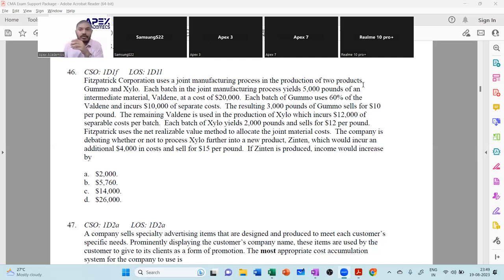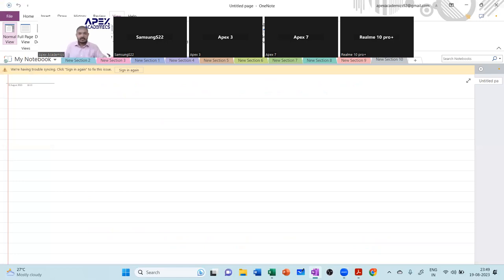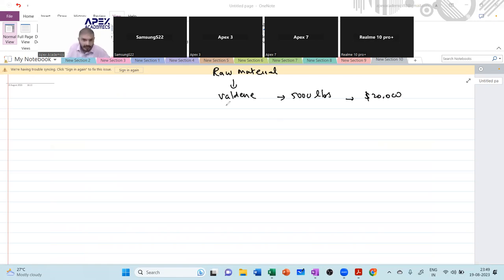If Zinten is produced, how much will the income increase by? Now let's understand. First understand that there is a raw material. This raw material is called Valdene. You are buying 5,000 pounds, LBS means pounds, for a total of $20,000. Now from Valdene, you are making two products, Xylo and Gummo.